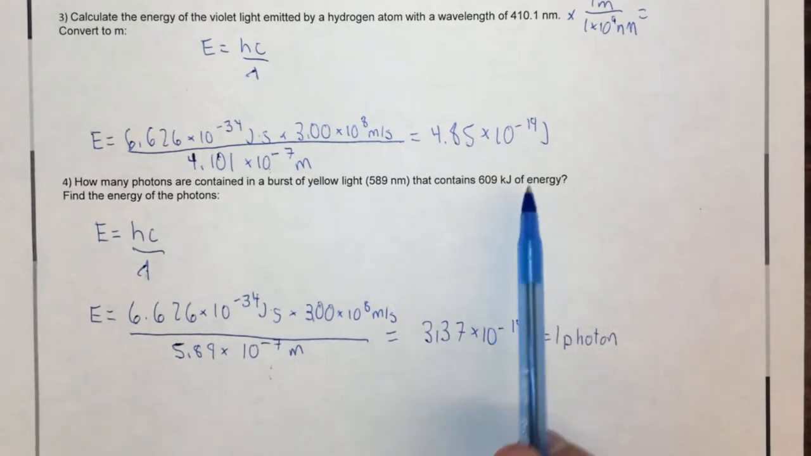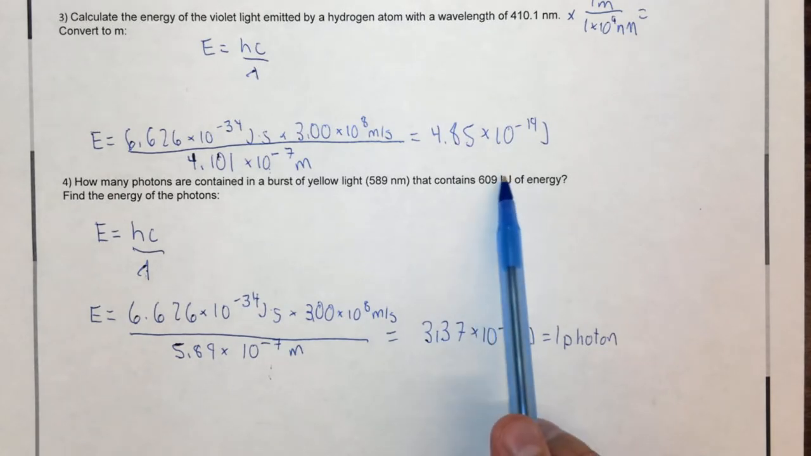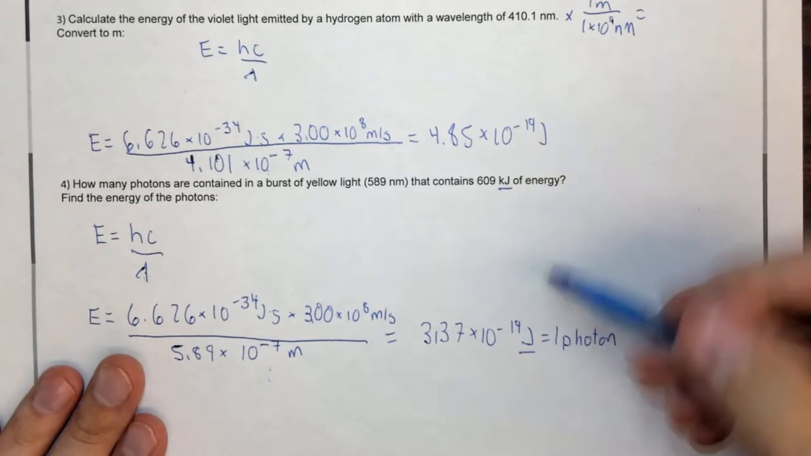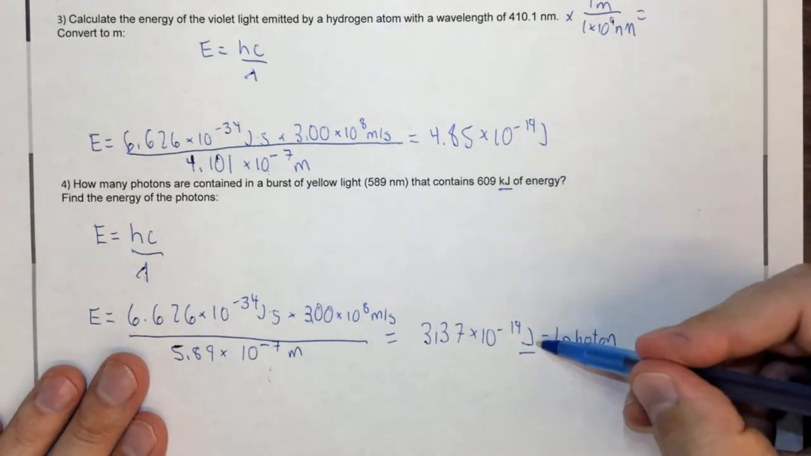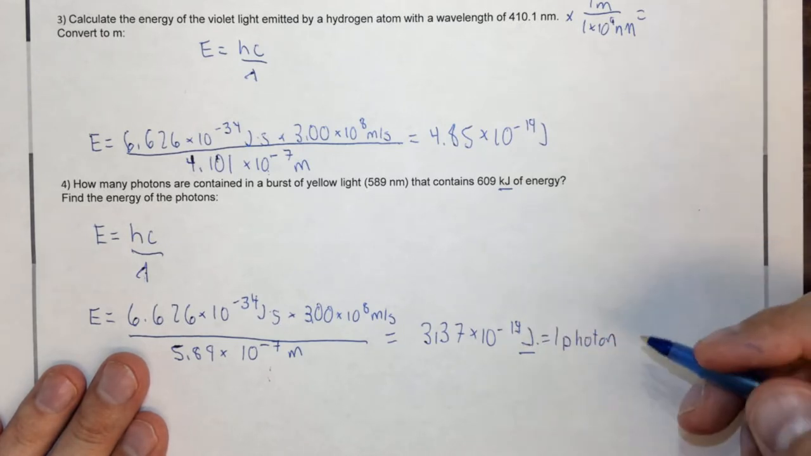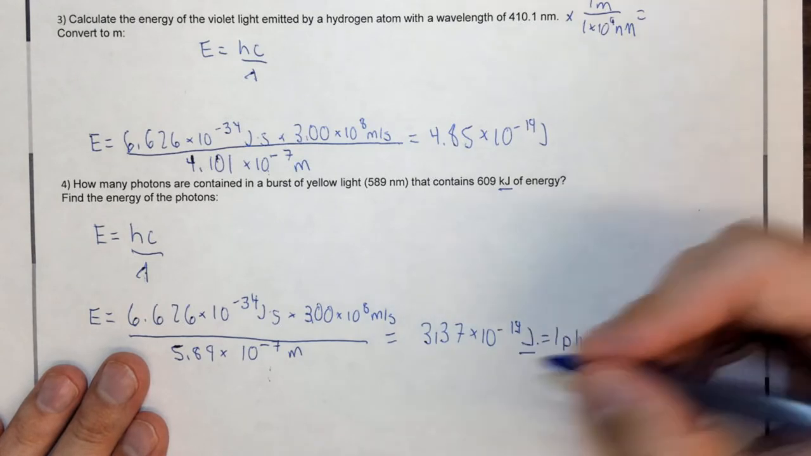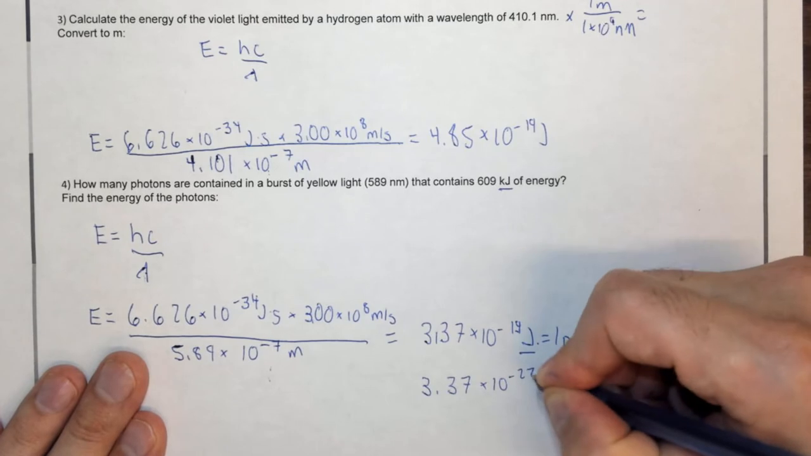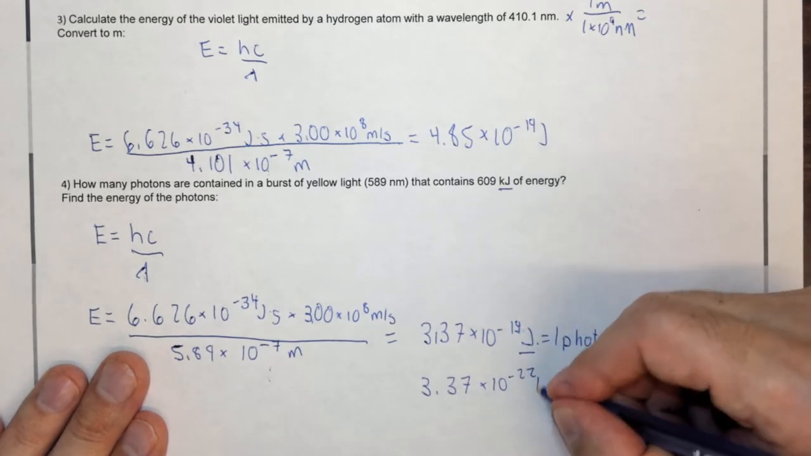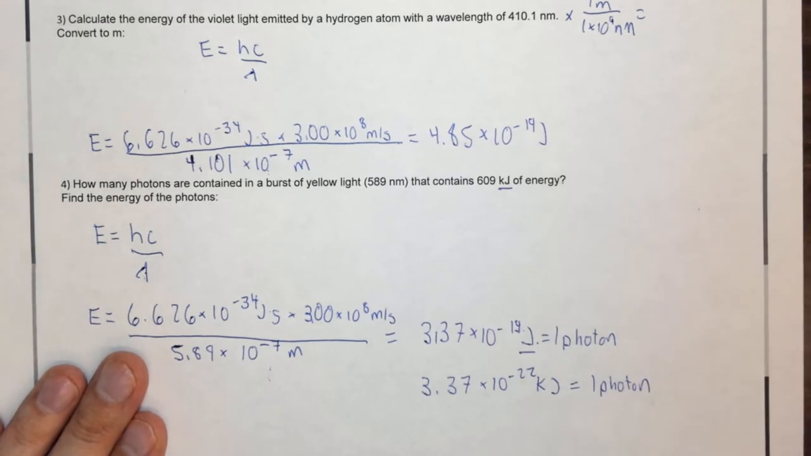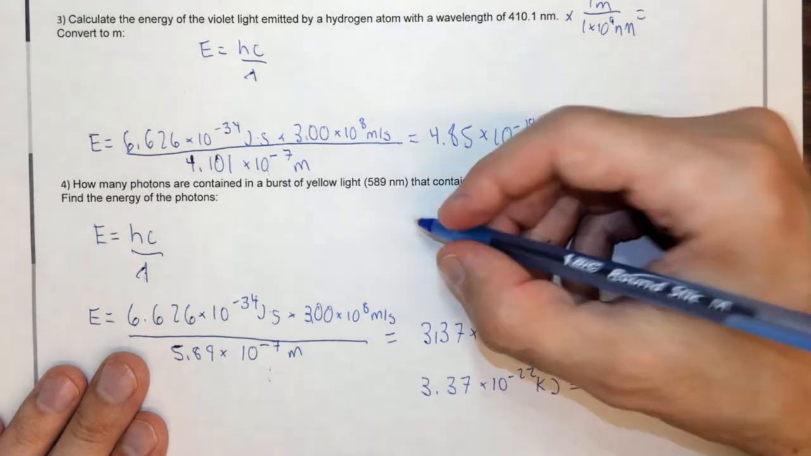Now, before we can find how many photons we have, we have to notice that this energy is in kilojoules and this energy is in joules. So I either need to convert this to joules or this to kilojoules. It doesn't really matter which one I do, I'm going to convert this to kilojoules. To do that, I divide by 1,000. So it's 3.37 times 10 to the minus 22 kilojoules equals one photon. Now I can have an equality that I can use to do my dimensional analysis.